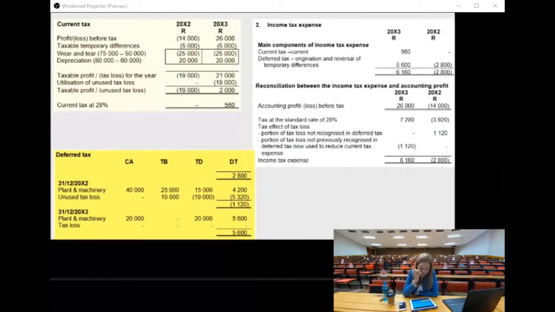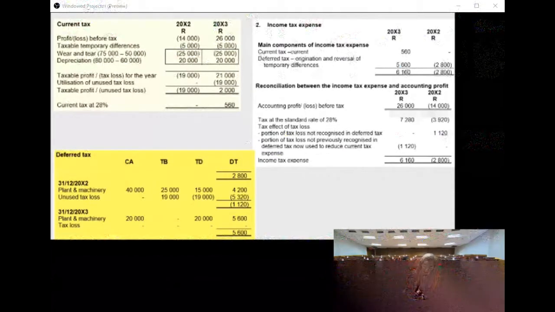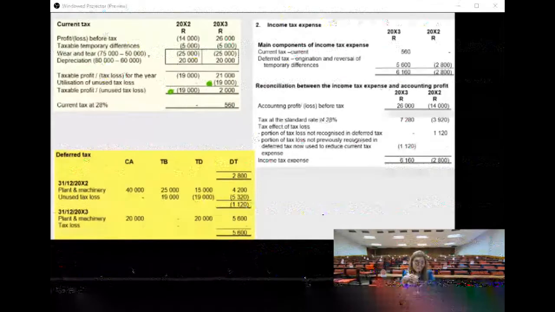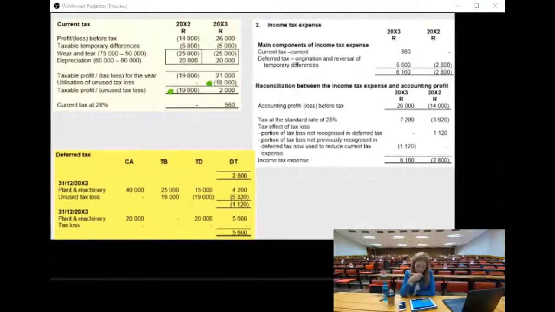So let's look at the current tax calc first. We see that in 20x2, the amounts are now the same as class example 13. In 20x2, we had our unused tax loss of 19,000, and we are utilizing it in 20x3 to pay less tax. Exactly the same as what we had in our previous example.